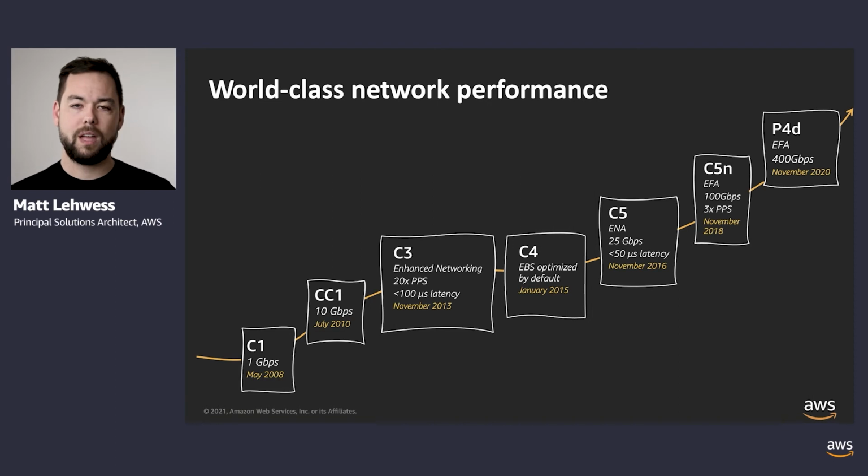And then from there, the C5N and the P4Ds released in 2018 and 2020 have 100 gig and 400 gig performance for your instances, which is amazing. I mean, to have an instance with that much performance was unheard of for me when I was working in this industry back in 2008 using C1 instances, up until 400 gig instances on the P4Ds today.